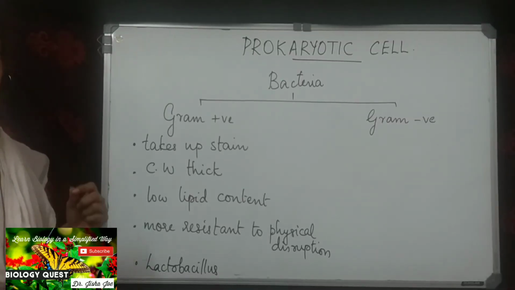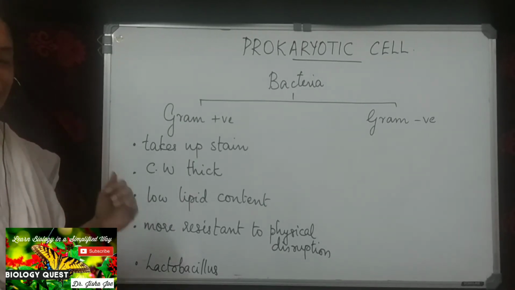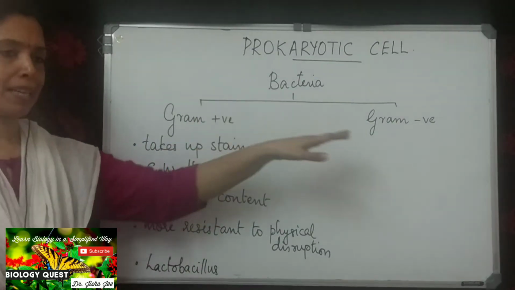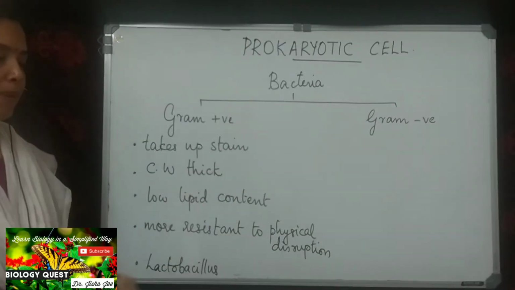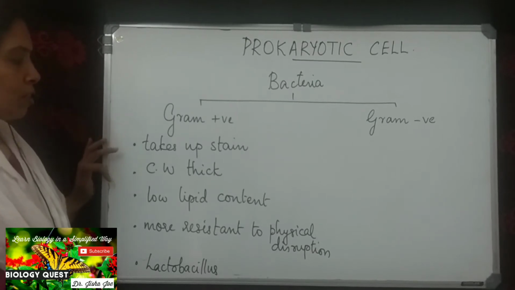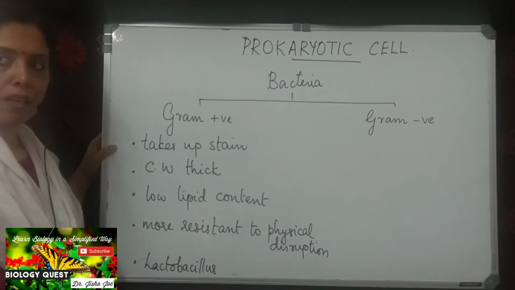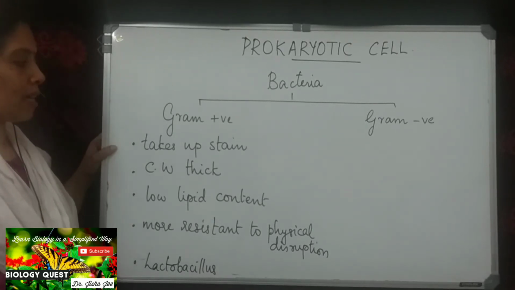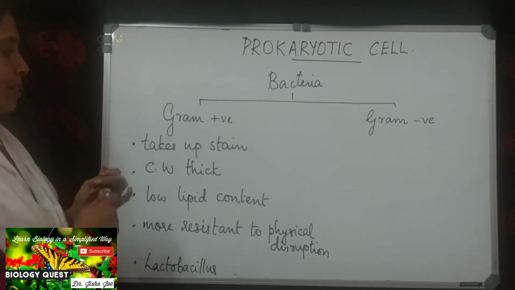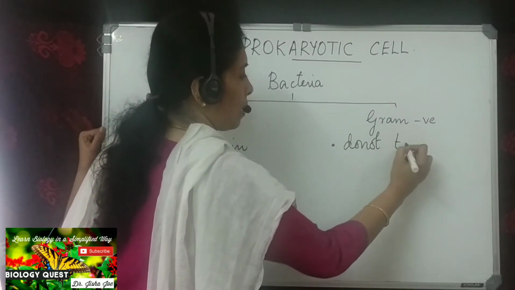Now, based on the differences in the cell envelope and the manner in which they take up the stain, bacterial cells are of two types: gram-positive bacteria and gram-negative bacteria. As you can see here, I have written down the features of gram-positive bacteria. When stained using the gram stain, they take up the stain easily. That is why they are called gram-positive bacteria. Whereas gram-negative bacteria do not take up the stain.